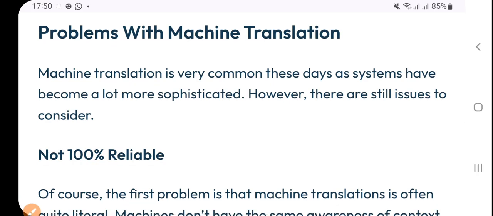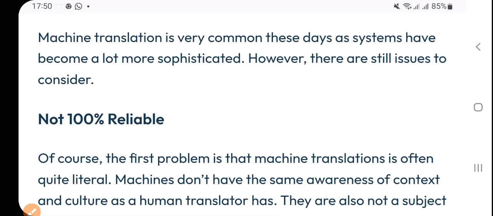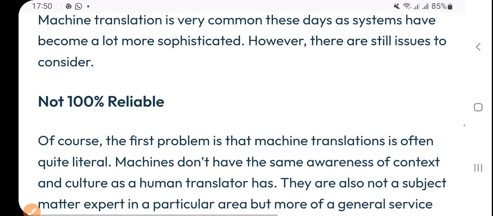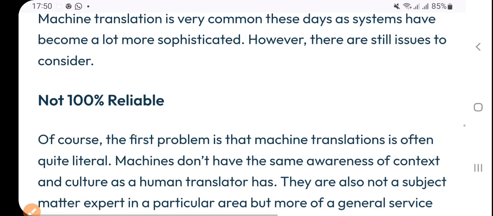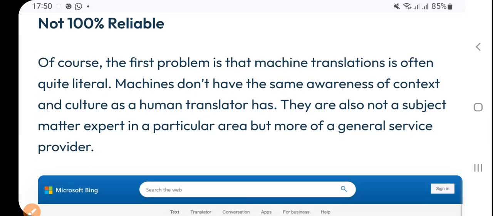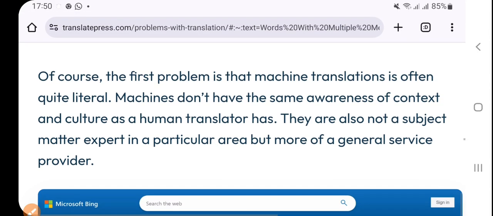Now, problems with machine translation. Machine translation is very common these days as systems have become a lot more sophisticated. Systems are advanced, so machine translation is very common. However, there are still issues to consider, it's not 100% reliable. Machines are very advanced and they even understand feelings because of senses and all high-tech devices. But still there are some issues.